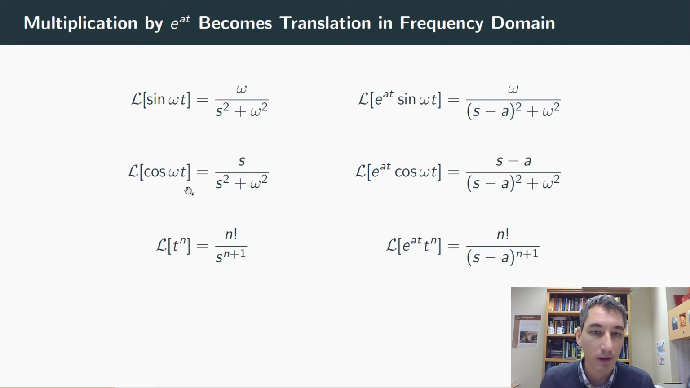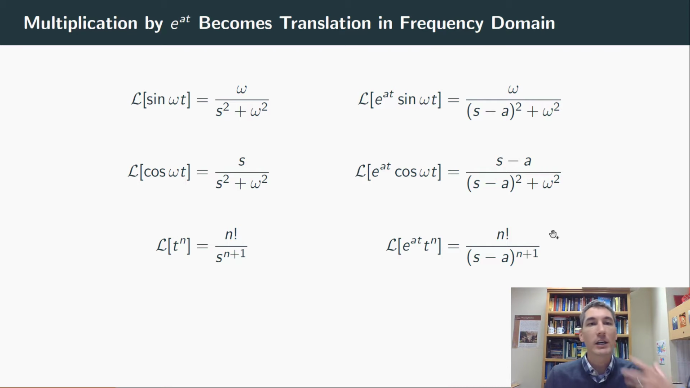And you see the same thing with cosine, right? S is essentially replaced with s minus a here. And the same thing with t to the n. So if you have n factorial over s to the n plus 1, when you multiply by e to the at in time domain, you're going to get n factorial over s minus a to the n plus 1. So it's just sliding that function over in the frequency domain.